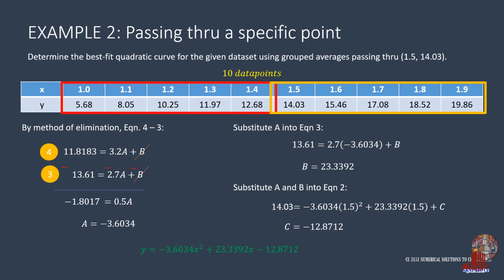With all variables known, y is then negative 3.6034x squared plus 23.3392x minus 12.8712. If we compare this equation with the previously solved one, there is a great difference by merely choosing a different point for equation 3.